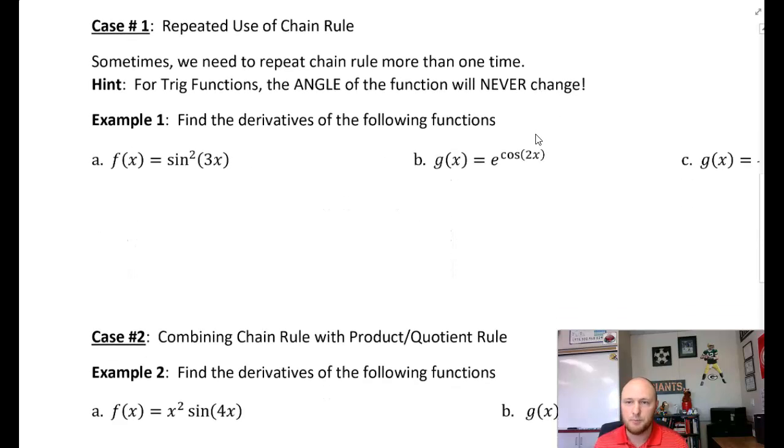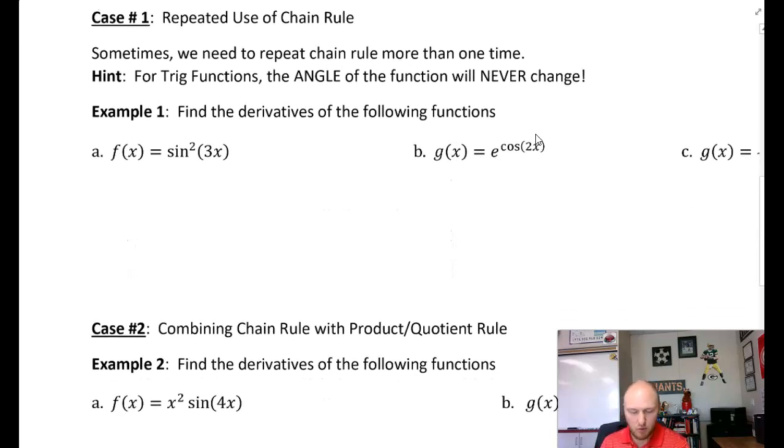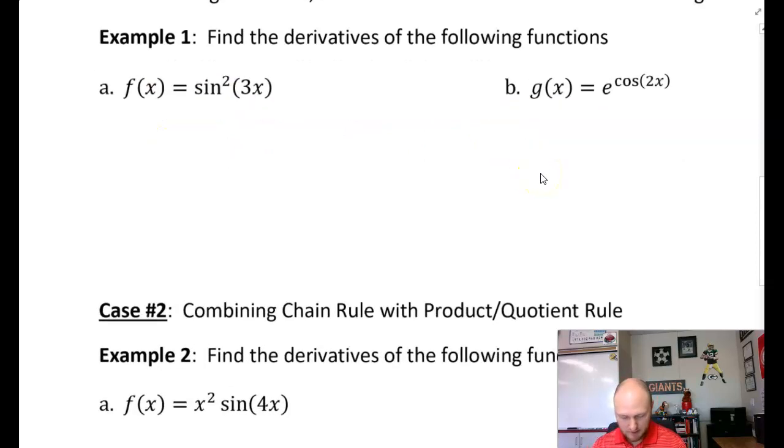Okay, so let's go ahead and look at our case number 1, repeated use of the chain rule. Sometimes we need to repeat the chain rule more than one time. And then hint, for trig functions, the angle of the function will never change. So example number 1, find the derivatives of the following functions.